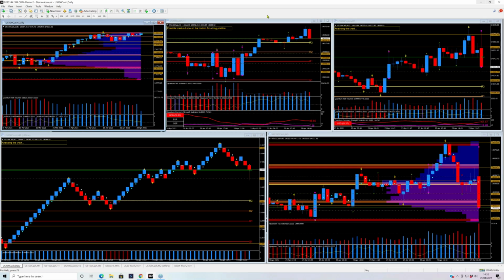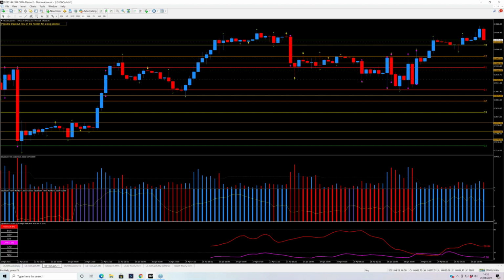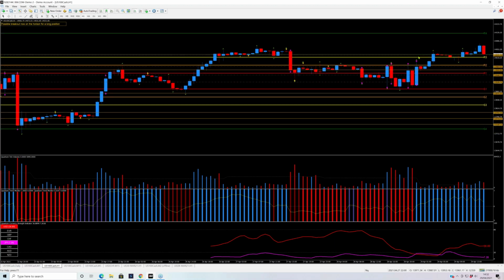Now, what about actual price-based levels? Well, we've gone off the R3. If it's going to go higher, where is it going to go? Well, on the hourly chart, we've got this level here, which is 14,000. Let's have a look. 14.2, roughly 14.2. The third and the fourth levels are really important.